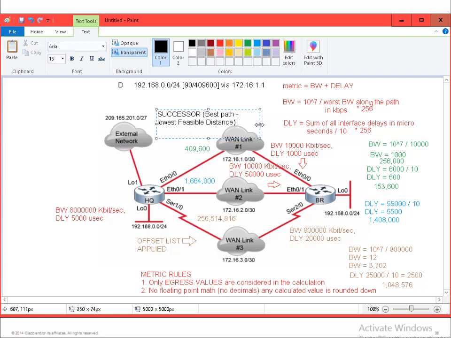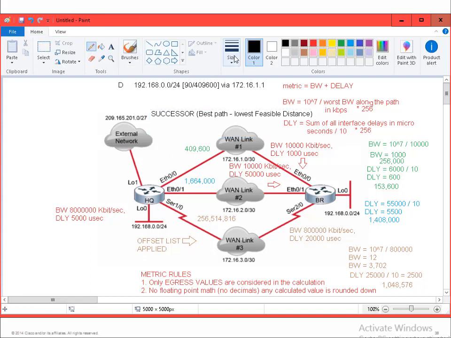So the successor path is the best path. It's the one with the lowest feasible distance, which becomes this path here. All right? And because this path has the lowest feasible distance, it is the successor path. That is the FD for this particular path. Make sense?